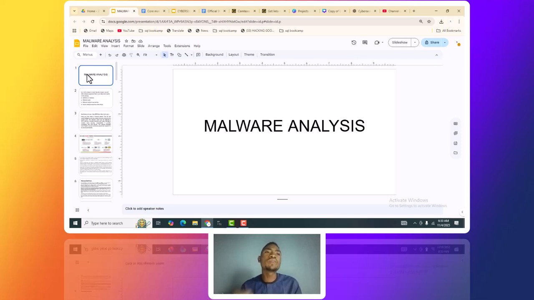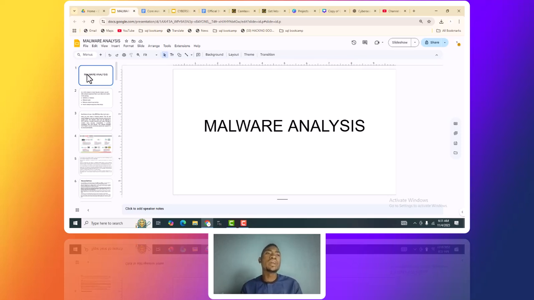Some even go further to steal our credentials, or prevent us from having access to our devices, causing unauthorized access. And that is why malware analysis is something that we cannot do without in the world of cyber security.